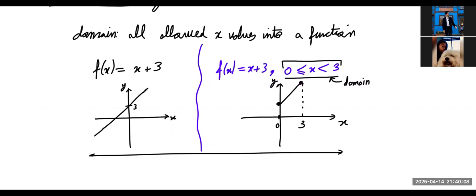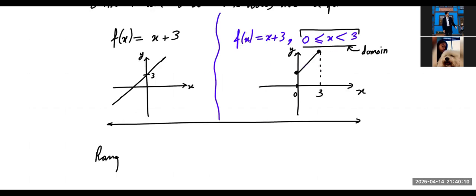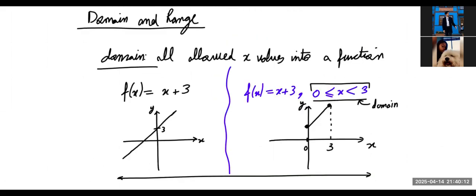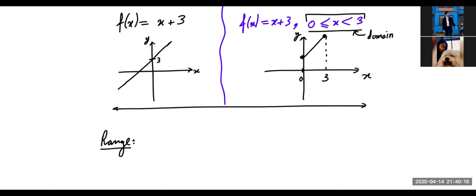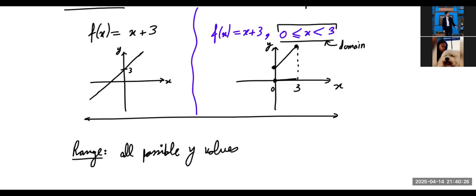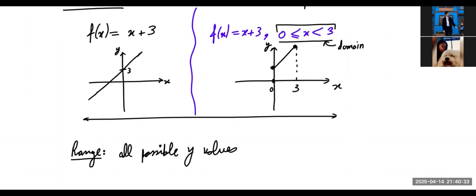What about range? Give me a guess. Domain is all allowed x values. What do you think range would be? Not all allowed. It's all possible y values, all the outputs you can get from the function. By the way, you notice that domain is x values, because I'm talking about the x-axis. From 0 to 3 on the x-axis.